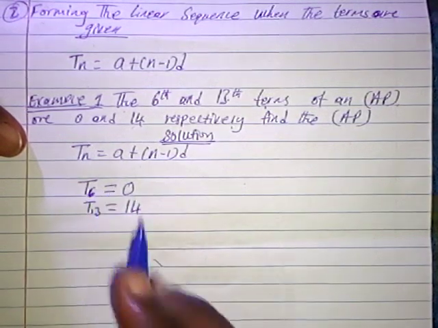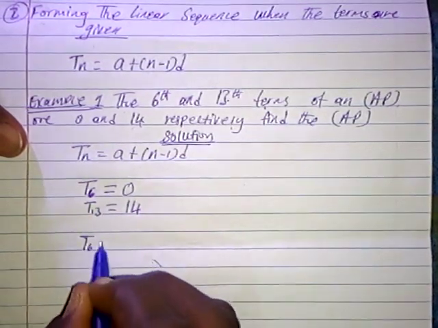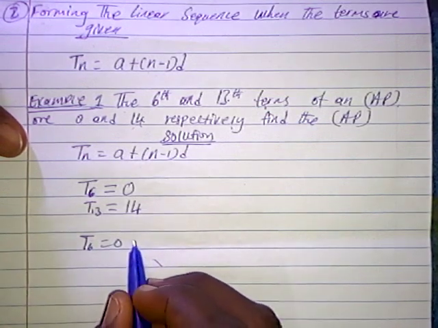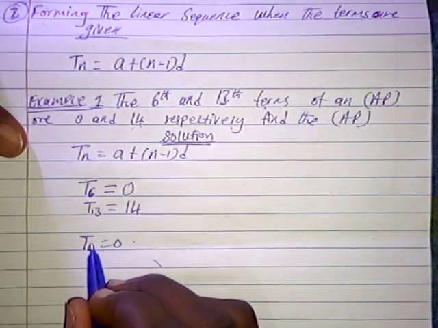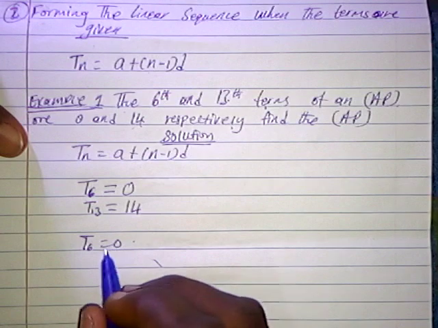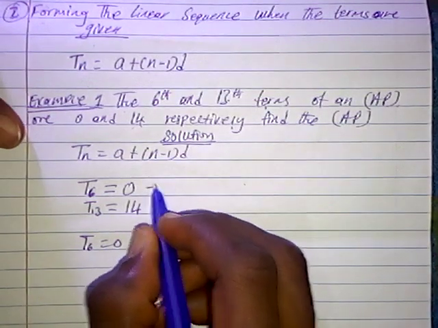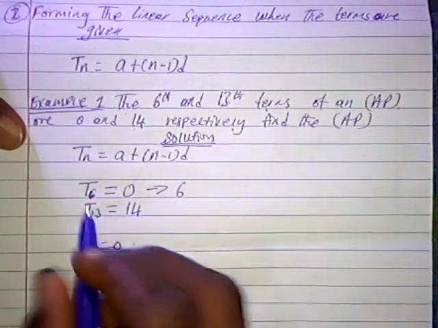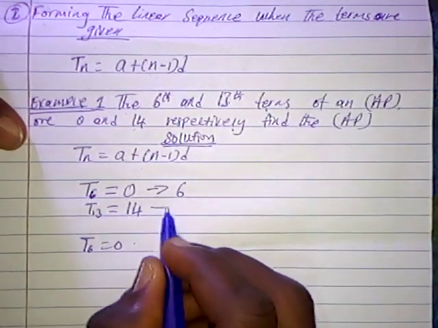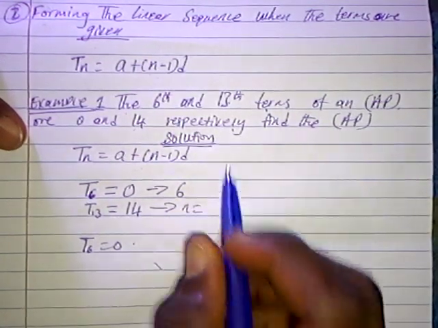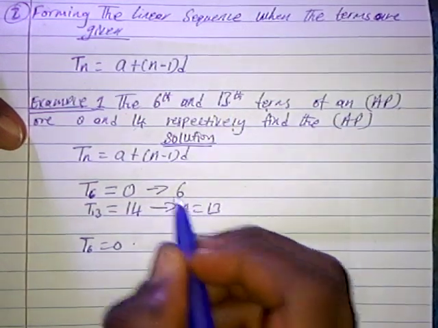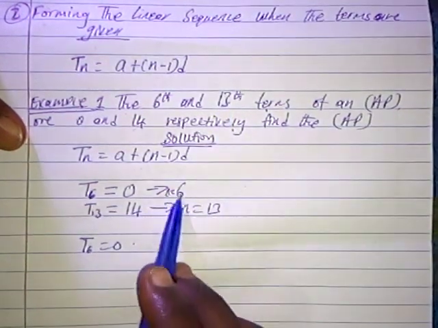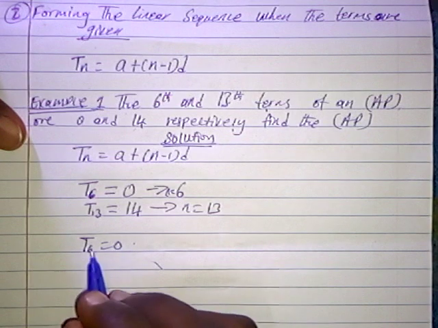Let's first solve for the 6th term. T6 is equal to 0. What should n be for T6? The 6th term, so n should be 6. And for T13, n is equal to 13. N is equal to 6, n is equal to 13.